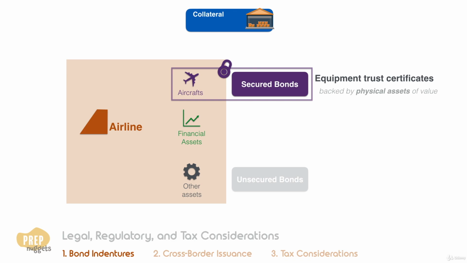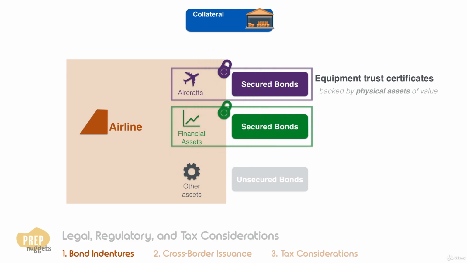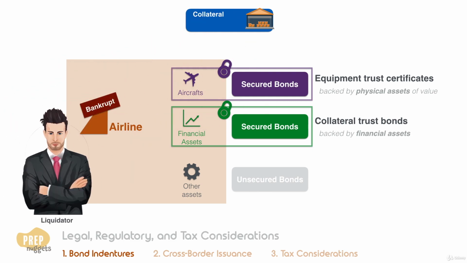The airline may also pledge the stocks and bonds of other companies that it owns to another secured bonds issue. Such bonds, which are backed by financial assets, are also known as collateral trust bonds. In the event of a bankruptcy or liquidation of the airline, the secured bonds have a higher priority than unsecured bonds. This is because they have specific assets pledged as collateral.